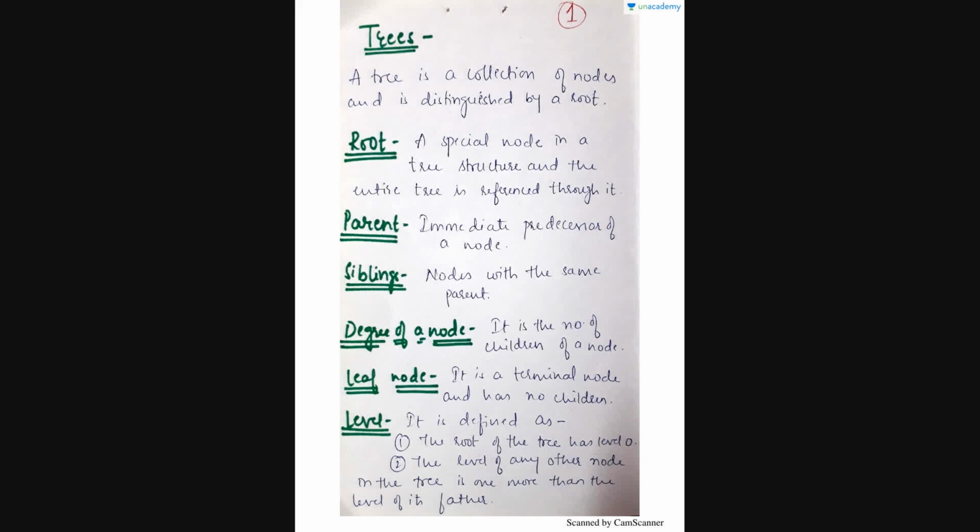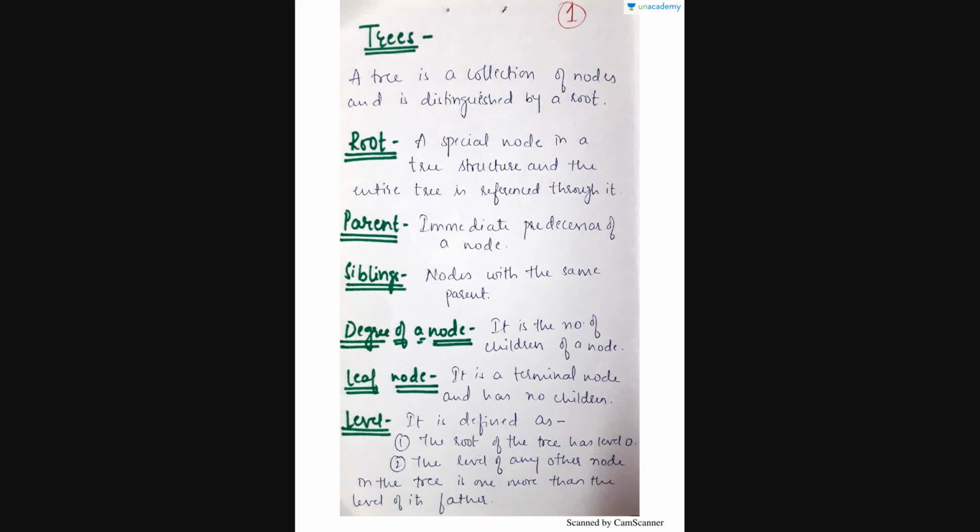through it. You will be coming to know about that exactly in the figure which I will be showing on the next slide. What is parent? Parent is the immediate predecessor of a node. Siblings are the nodes with the same parent. Degree of a node is the number of children of a node.